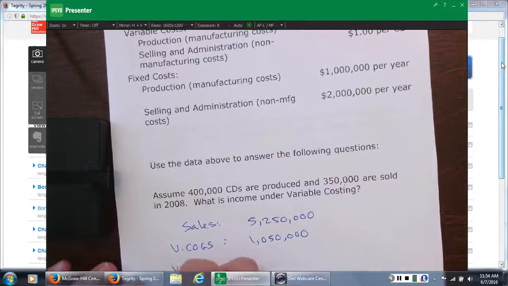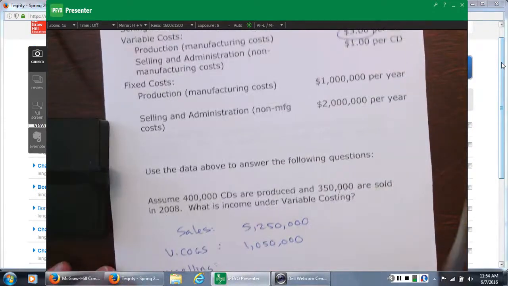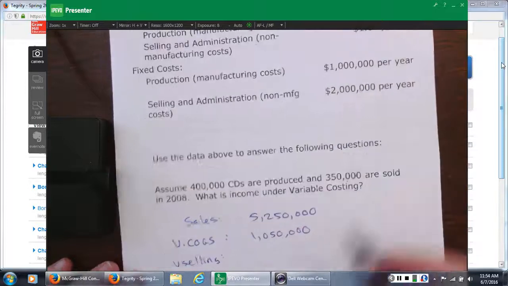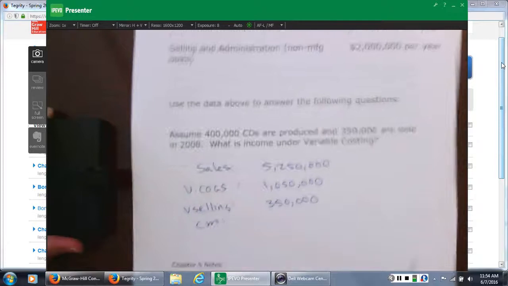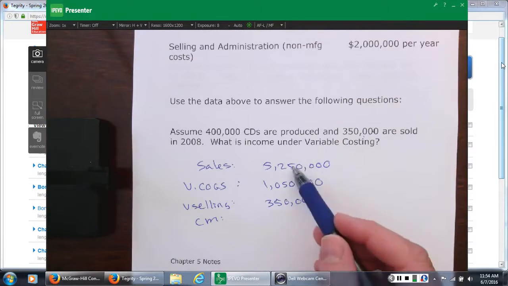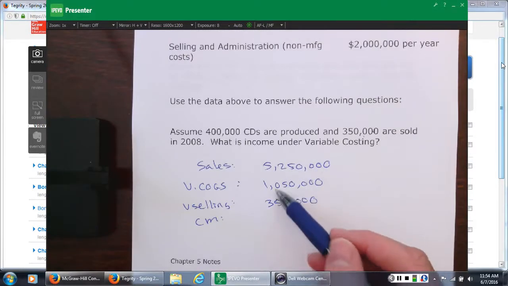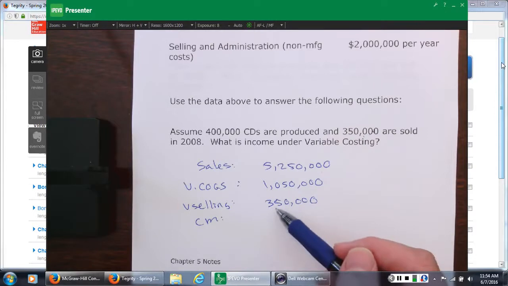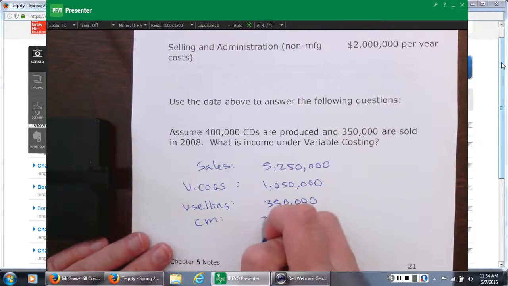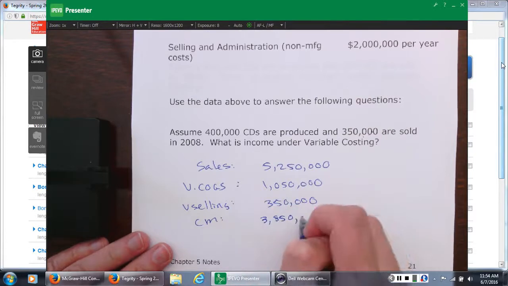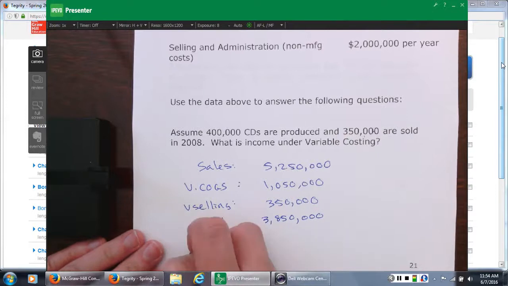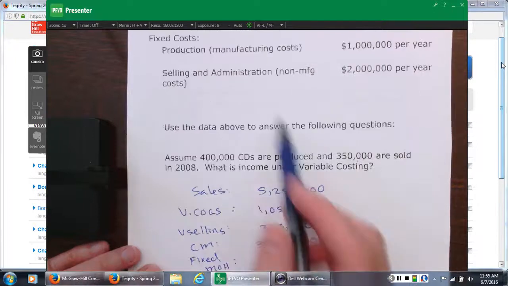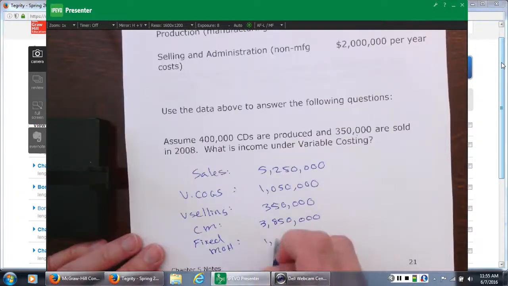Then I also have to subtract out my variable selling costs, and that's $1 per unit times my 350,000. So then what I can do is calculate my contribution margin. My contribution margin is going to be equal to my $5,250,000 minus my $1,050,000 minus my $350,000, and what that's going to give me is $3,850,000 right there. It will give me my contribution margin, and I subtract out my fixed MOH, because remember, under variable costing, fixed manufacturing overhead is treated as a period cost.